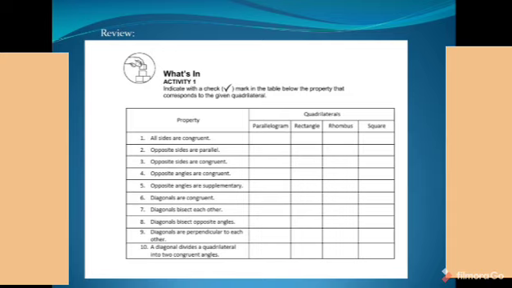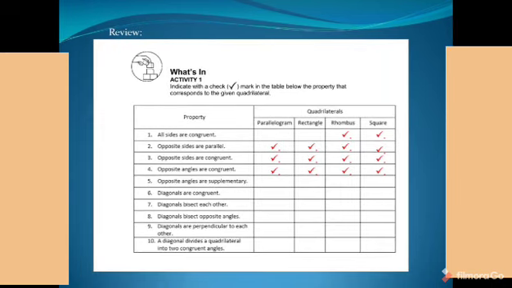All sides are congruent. Yes. Number 2. Opposite sides are parallel. That's correct. Number 3. Opposite sides are congruent. Yes. Number 4. Opposite angles are congruent. That's correct. Number 5. Opposite angles are supplementary. There you go.